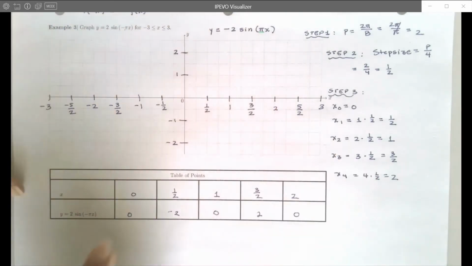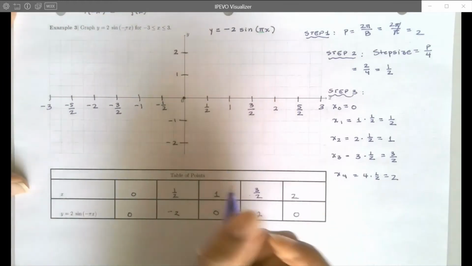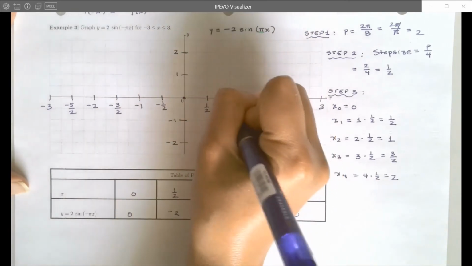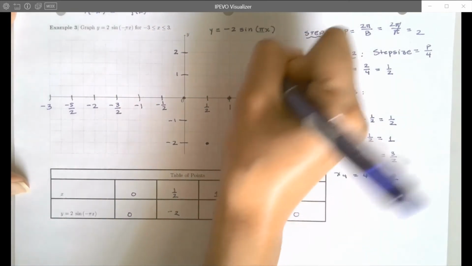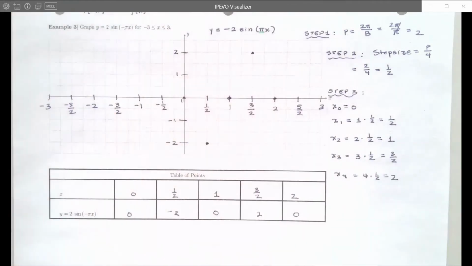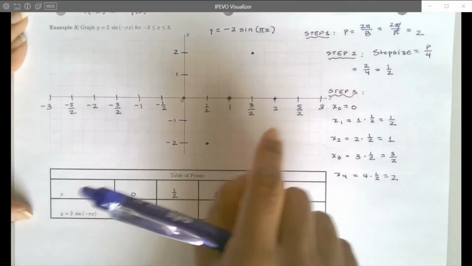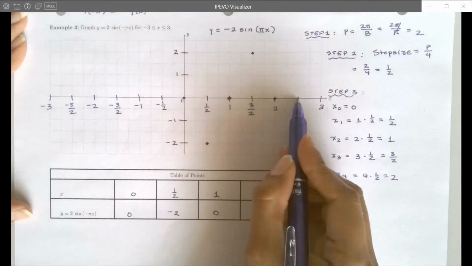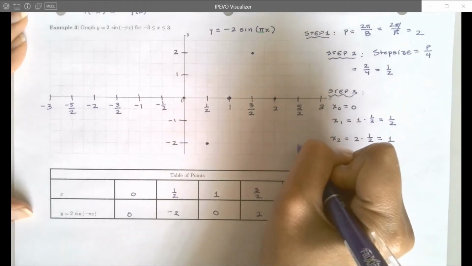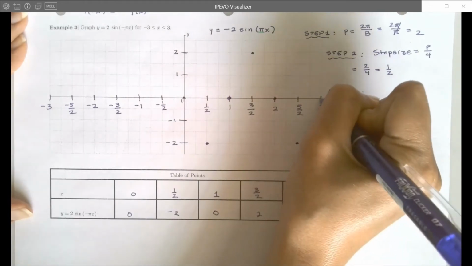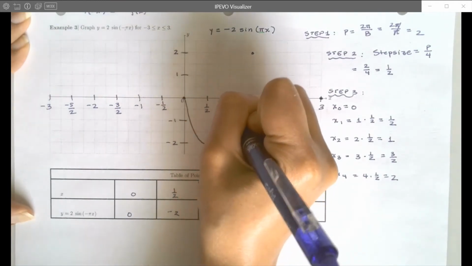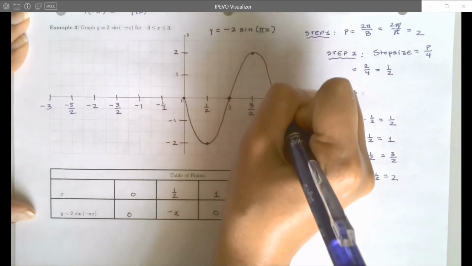Let's plot the points. We got 0, 0, 1/2, comma, -2, so that's down here. 1, comma, 0, 3/2, comma, 2. 2, comma, 0, and if we continue the pattern here, at the next quarter, this has already completed one cycle, so we're going to start repeating. We're going to go down to -2 and then back up to 0 to get this shape of the graph on the positive x-axis.